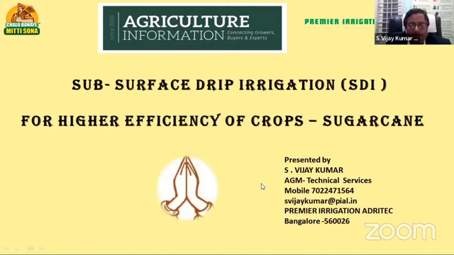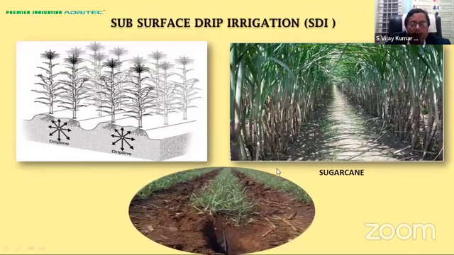I'm very happy with that. Agricultureinformation.com has given me so many opportunities, and today's topic for the farmers is subsurface drip irrigation for high efficiency of crops, and in particular, we are going to talk about sugarcane. So all of you should understand what is subsurface drip irrigation. The photographs and the sketch are self-explanatory.